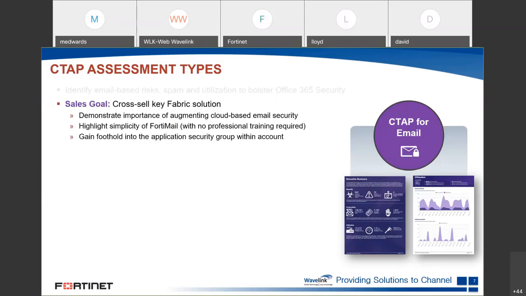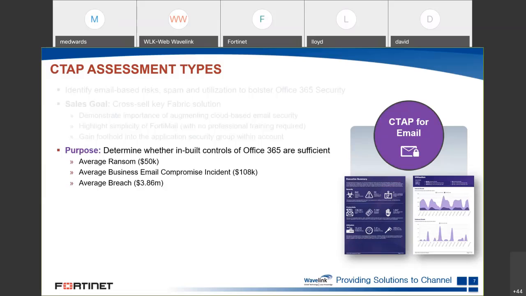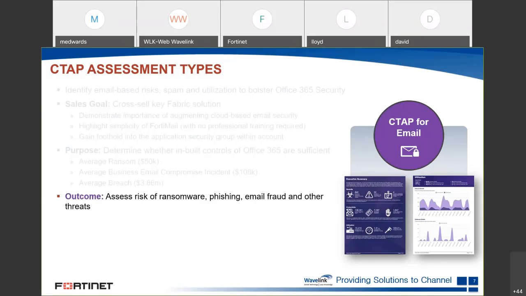I mean, if they're talking about backing up their mail server, but they're actually backing up a lot of spam or a lot of junk, that's probably not best for everyone because it's going to increase their BCRS costs as well as slow down their actual backup because they're actually just backing up spam and malware. So the outcome essentially of a CTAP for email is to look for their ransomware, phishing, email fraud, and just other threats through the email.